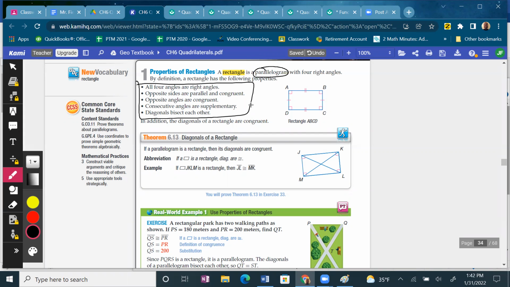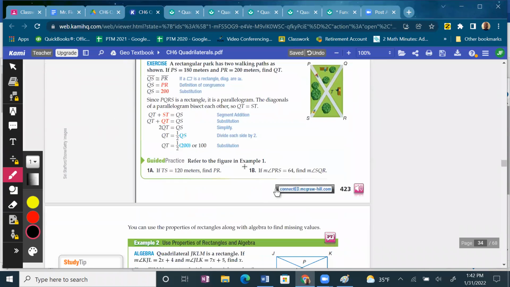But in addition, we have theorem 6.13, extra properties of the rectangle that not all parallelograms have. Its diagonals are congruent. We cannot say that about just some average parallelogram, which needs more space to draw. This diagonal is much shorter than this one. The diagonals are not congruent, but in a rectangle, the diagonals are congruent. So we can easily make a nice rectangle with that.